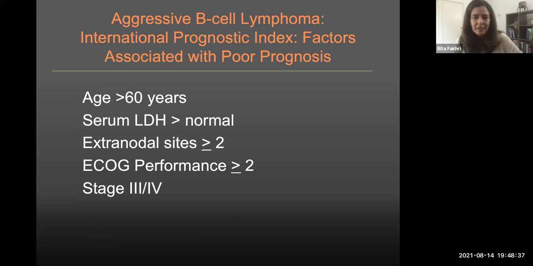So IPI was the first prognostic model that was introduced for diffuse large B-cell lymphomas, and we also use it for high-grade B-cell lymphomas. If a patient is above 60 years, if they have an elevated LDH at the time of presentation, if they have more than one extranodal site at the time of diagnosis, a performance status of 2 or greater, which means being bedbound less than 50% of the time, and if they have advanced stage, these are patients that are associated with unfavorable outcomes.